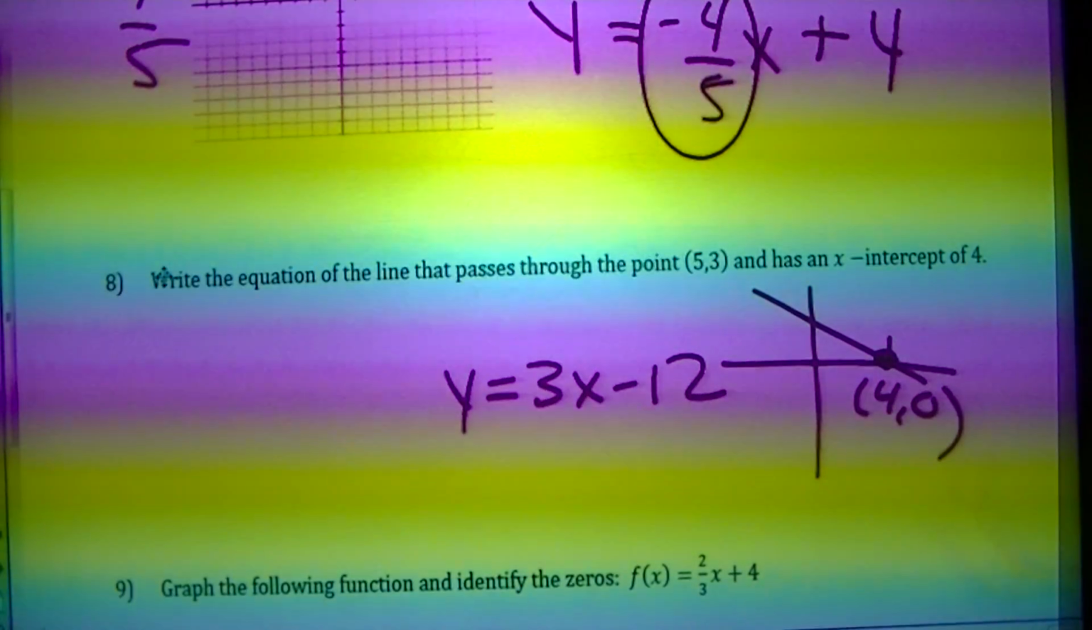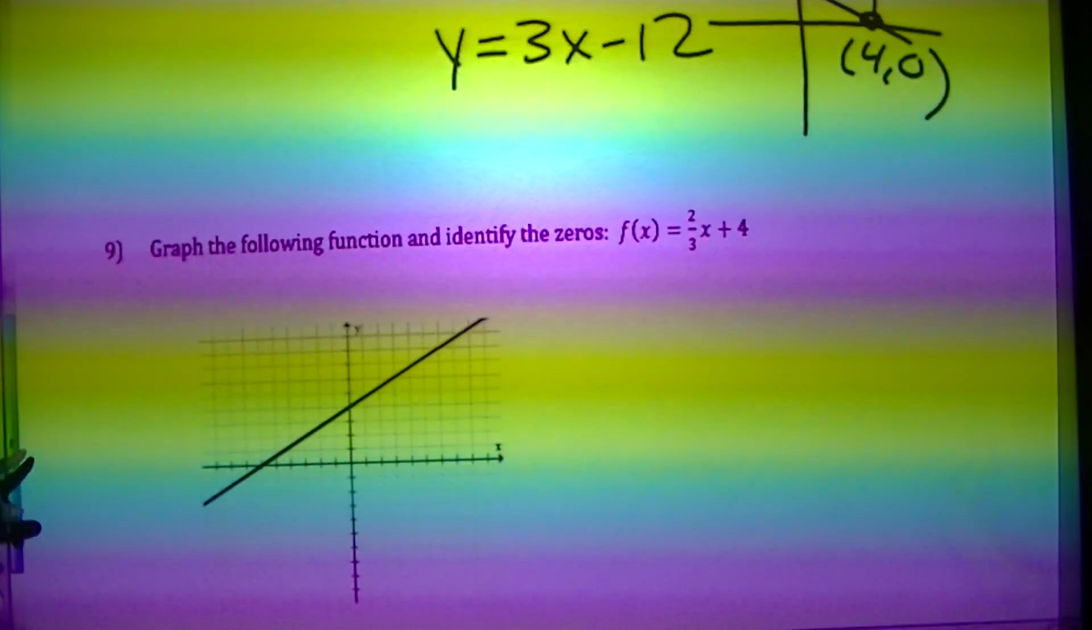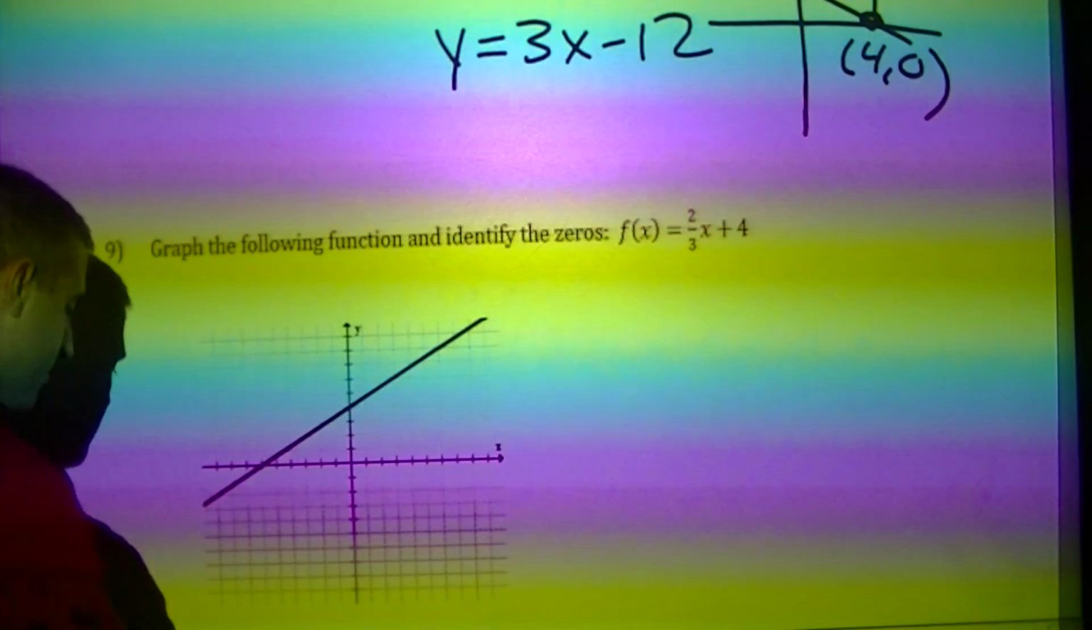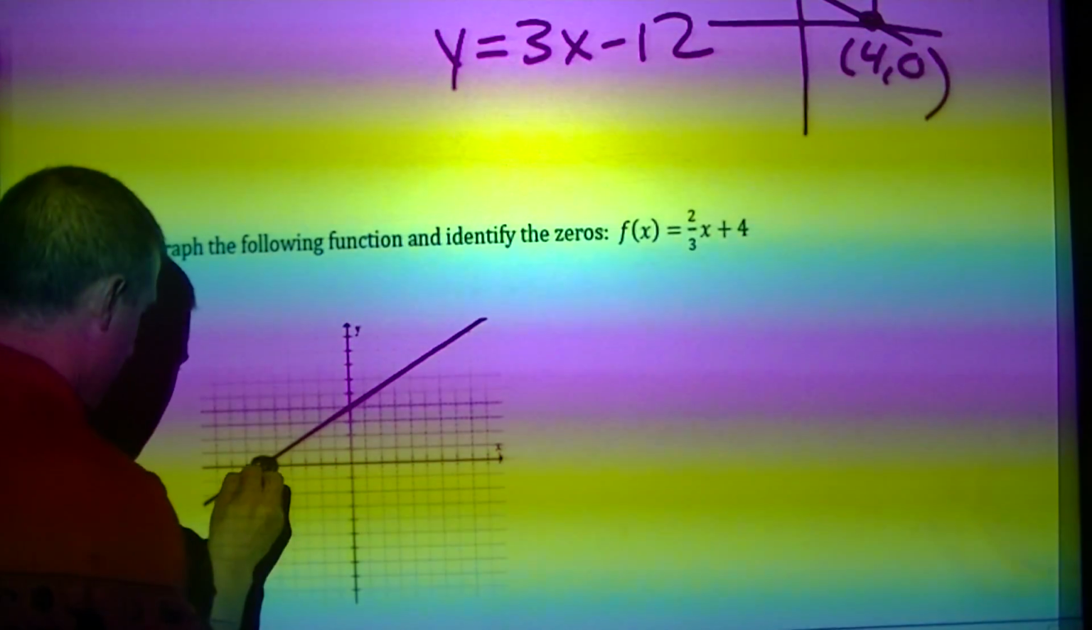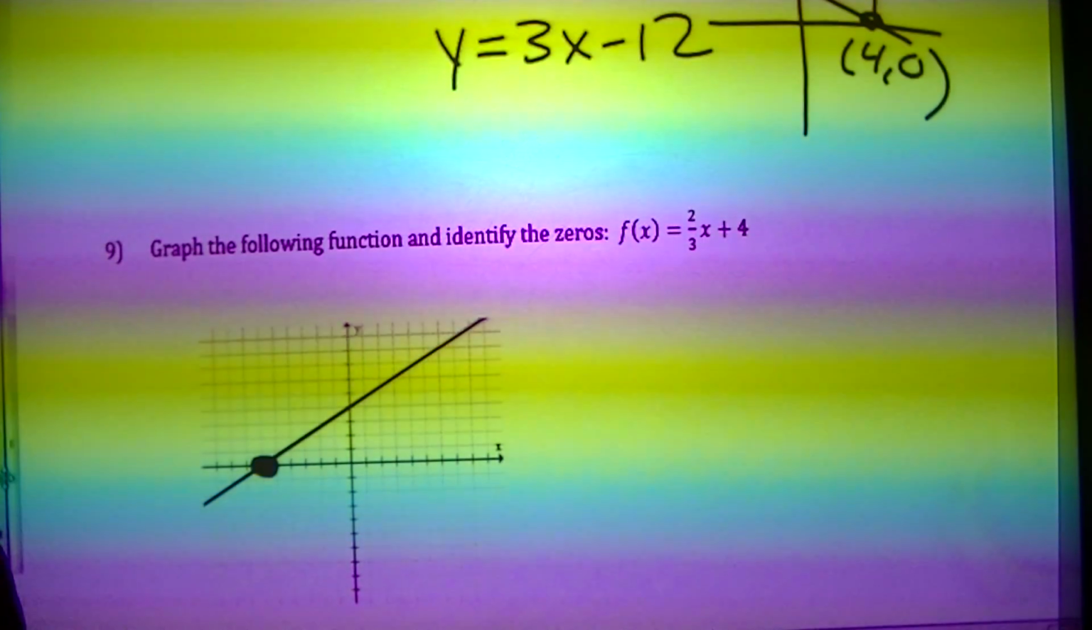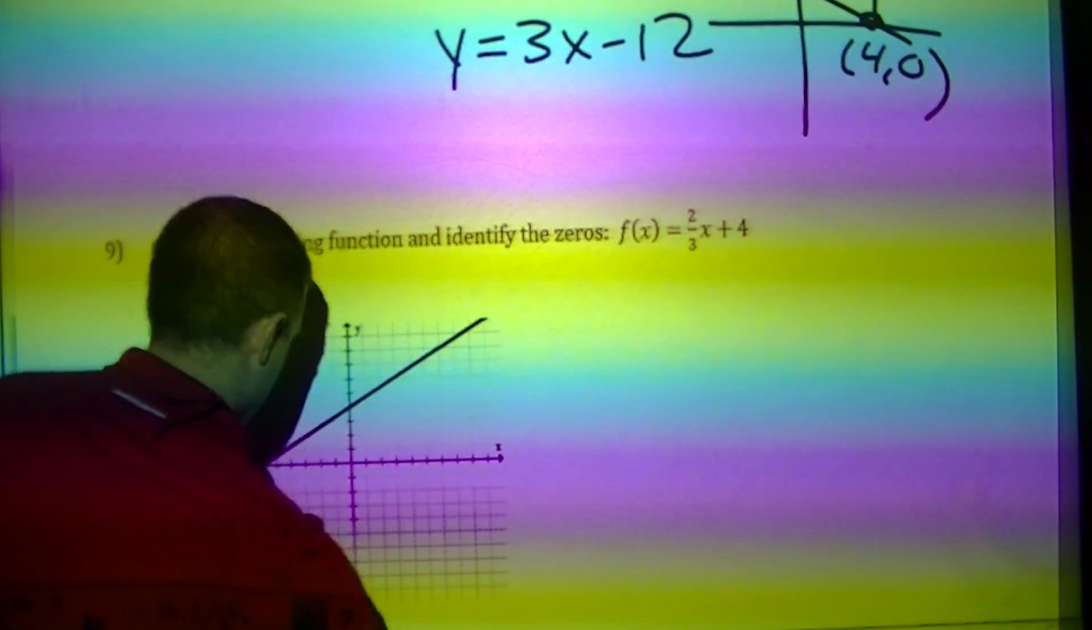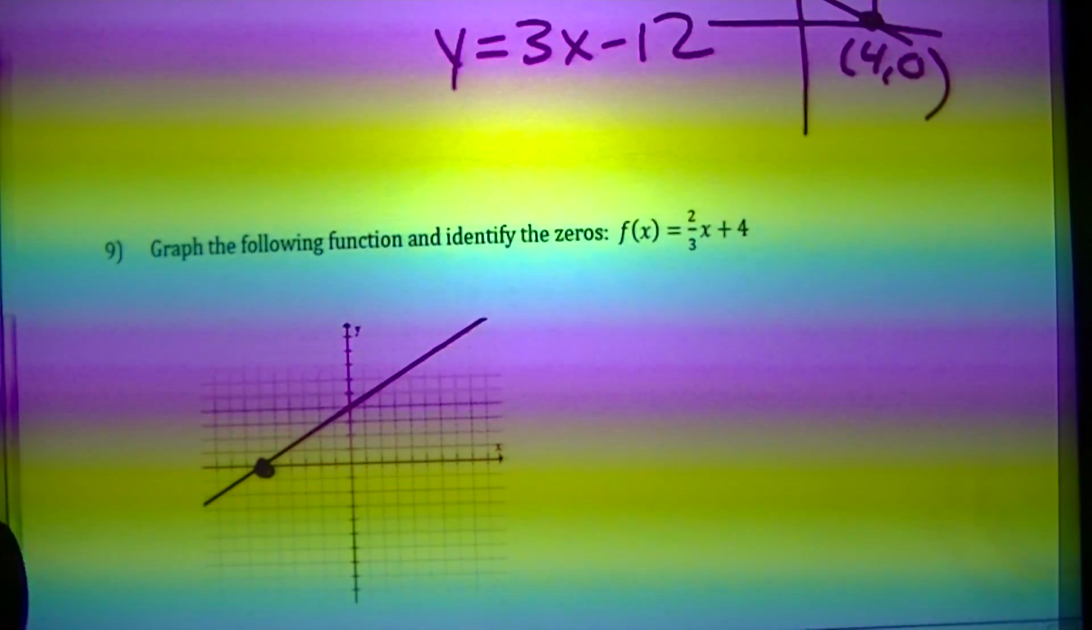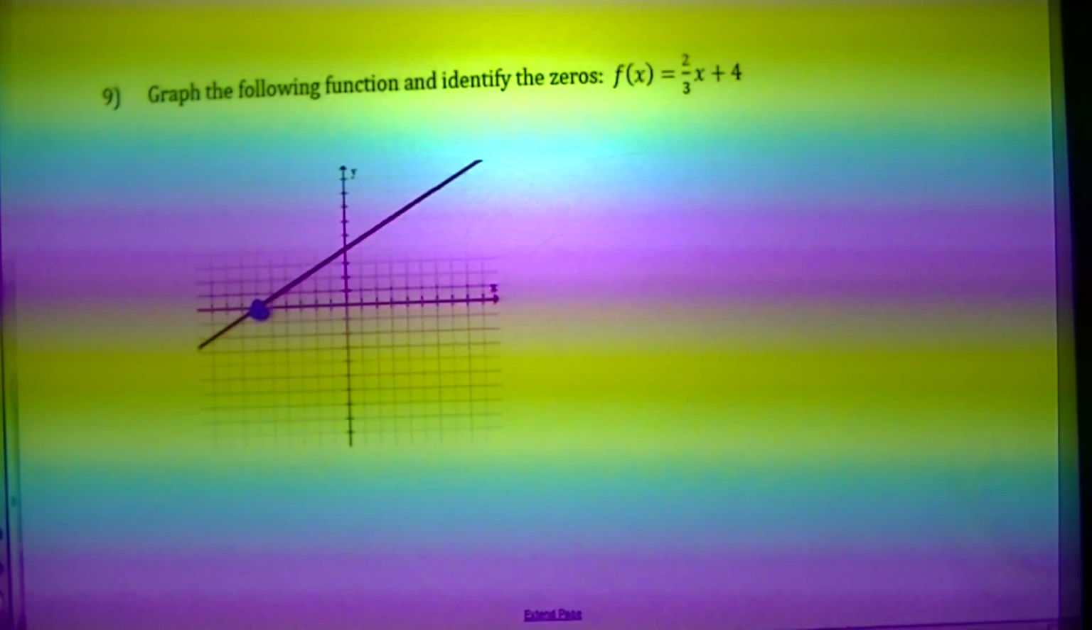Okay, y equals 3x minus 12. Graph the following function. Identify the zeros. 0 would be right. That would be a little too big. Hold on. Okay, and there's your answer. All right, moving right along.